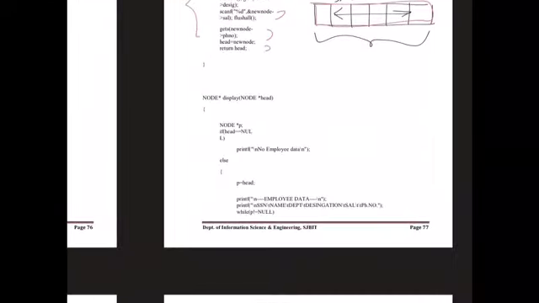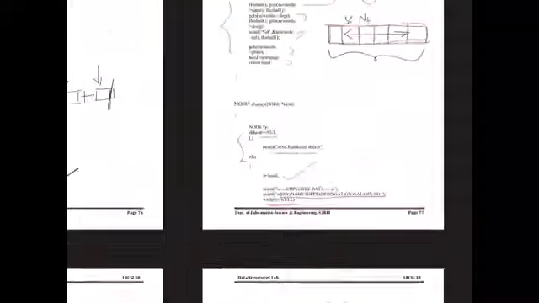In the same way you go with display. If your head is equal to null, then you say it is empty. Or else, until you reach null, you print all these things as the employee data. You print and move from left to right, so you keep incrementing your right. Now the list needs to be created. How?